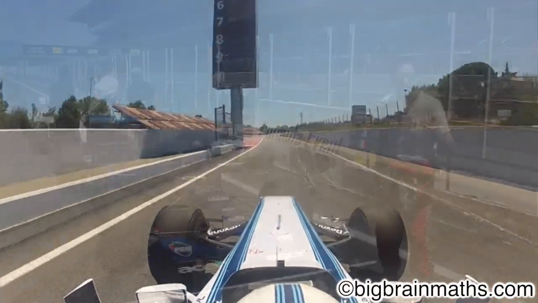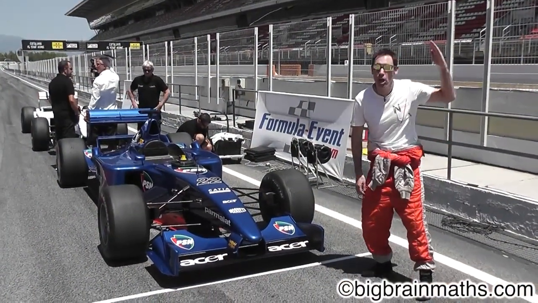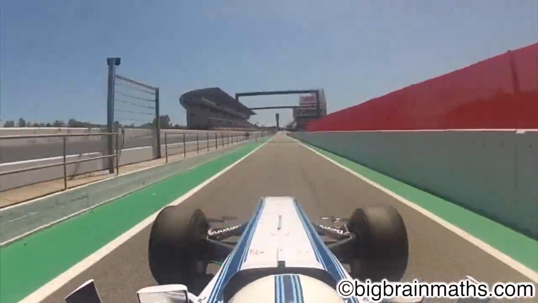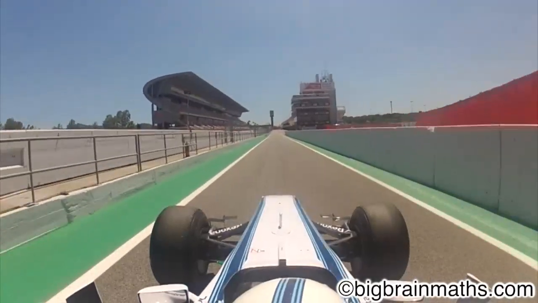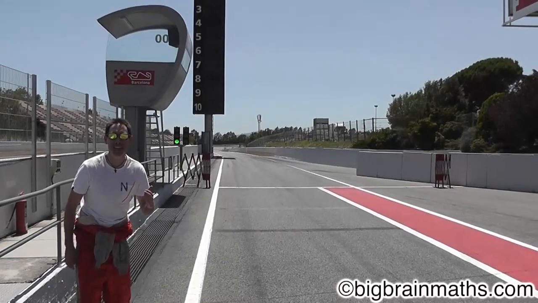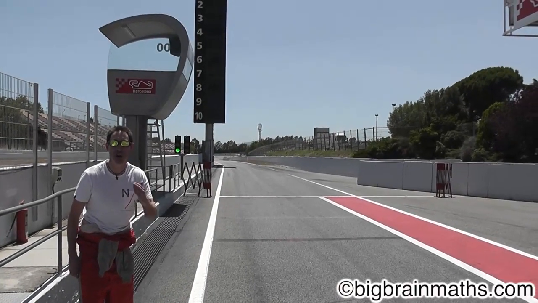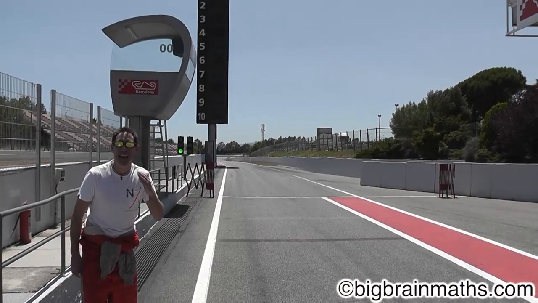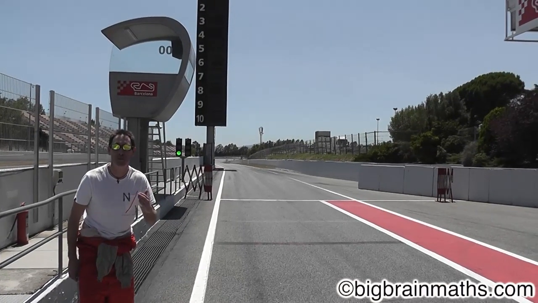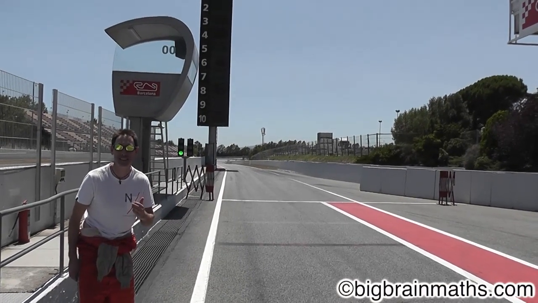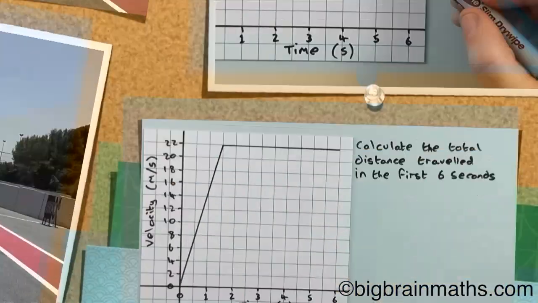Speed in under 2 seconds. So for the rest of the time that the car is travelling down the pit lane, it's travelling at a constant speed. We're going to calculate the total distance travelled through the pit lane using my actual velocity time graph of my Formula 1 lap from the pits. Let's see how I got on.